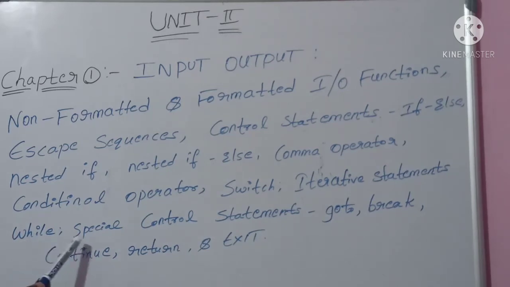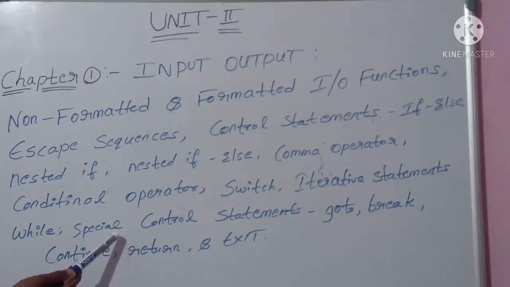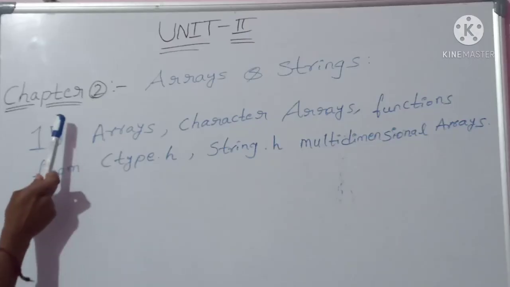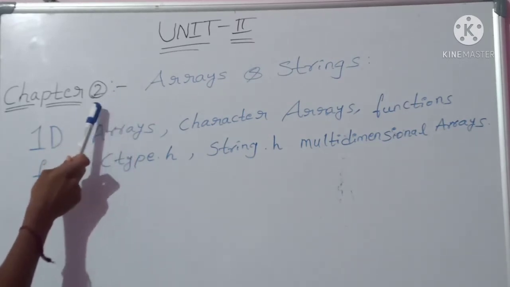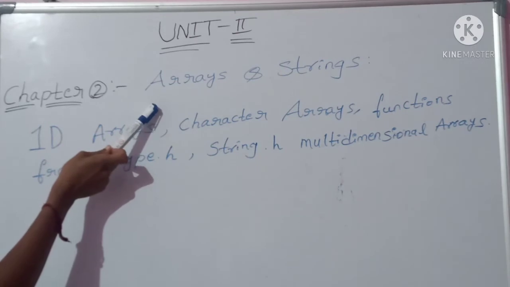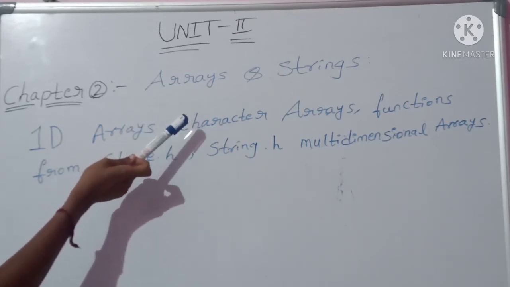Okay. And again we have some special control statements. Special control statements are also called jumping statements. In jumping statements we have the goto statement, break. This is chapter 2 from unit 2. Here we have arrays and strings. An array is a collection of similar data types in a single variable name, and a string is a collection of a group of characters.